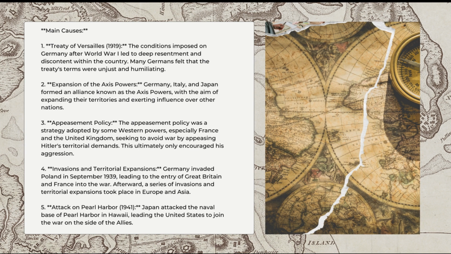4. Invasions and territorial expansions. Germany invaded Poland in September 1939, leading to the entry of Great Britain and France into the war. Afterward, a series of invasions and territorial expansions took place in Europe and Asia. 5. Attack on Pearl Harbor, 1941. Japan attacked the naval base of Pearl Harbor in Hawaii, leading the United States to join the war on the side of the Allies.